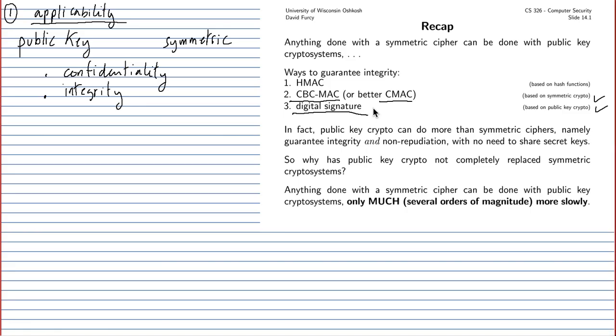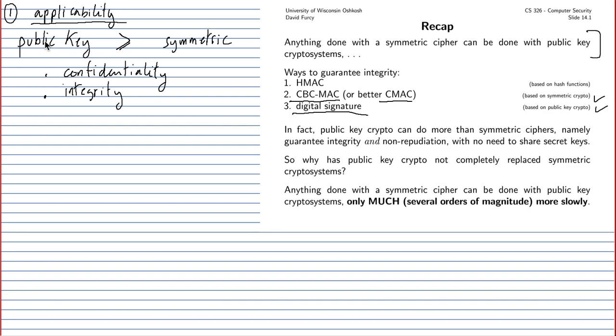So for both of these security goals, it appears that public key cryptography is at least as applicable, which I'm going to write down as a greater than or equal sign, as symmetric crypto systems. In other words, anything you can do with symmetric approaches, you can also do with public key approaches.